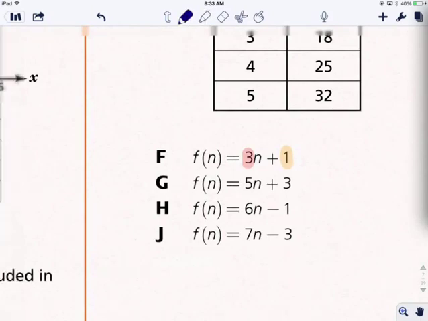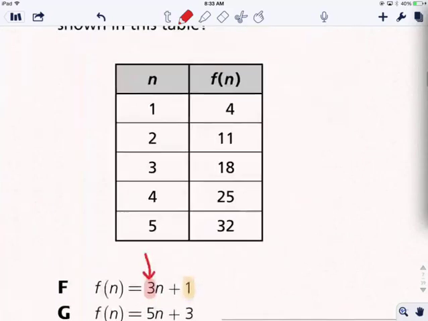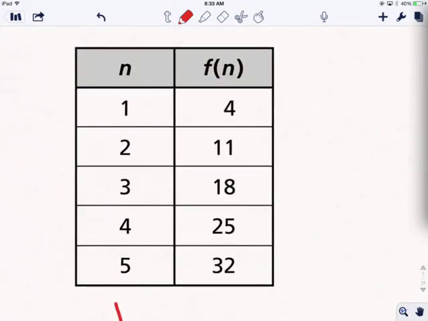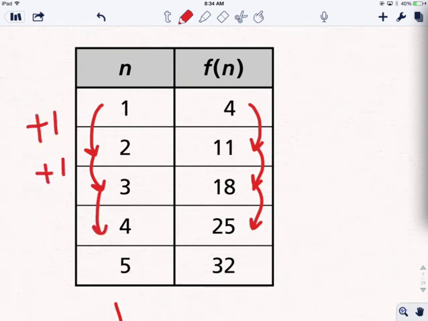Well, let's first of all start with the slope. The way that we find the slope is by looking at how much the value of the function changes each time the value of the independent variable goes up by 1. So in each of these rows, n increases by 1. That's really nice because it makes it easy to find out what the slope is. The function increases from 4 to 11, which is an increase of 7.